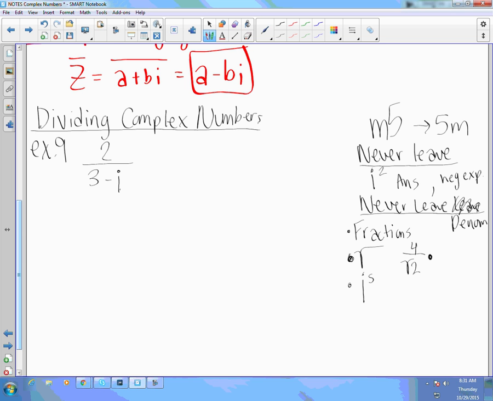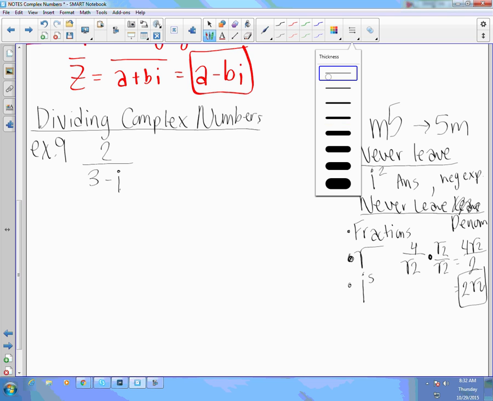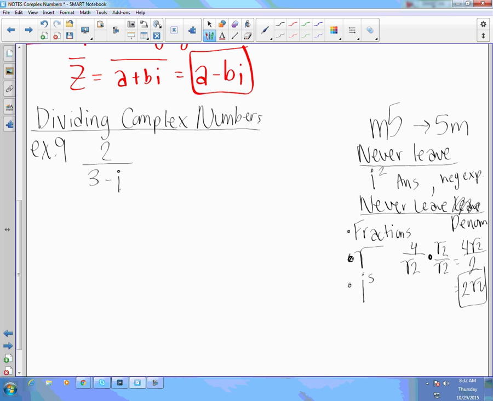You multiply by a fancy form of 1: root 2 over root 2. The numerator will now have the square root of root 2 times root 2, which is root 4, which is 2. So the square root gets forced up by using this fancy form of 1.